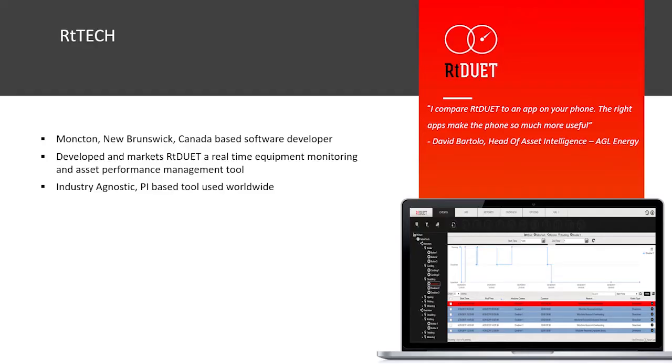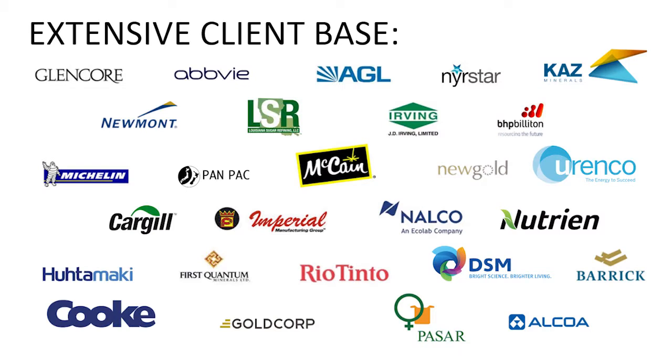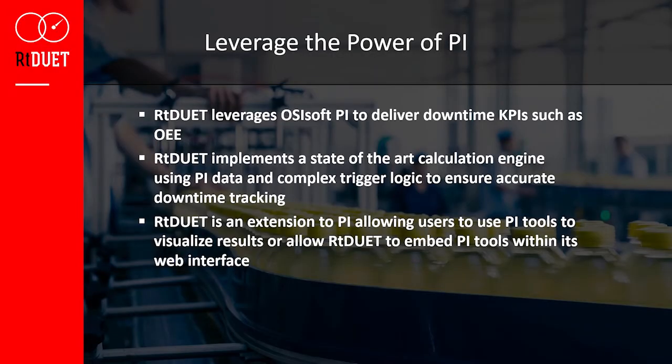So RtTech is a company based in Moncton, New Brunswick in Canada as a software development firm. And our main product is RtDUET for monitoring downtime and asset performance at various locations. And it's what we call an industry agnostic tool. So it's not restricted to any particular industry. We have customers in food and beverage, power generation, mining, smelting, you name it. RtDUET can be used in pretty much any industry. It is a PI-based tool, so that indicates that we collect all our information and it works on top of PI.